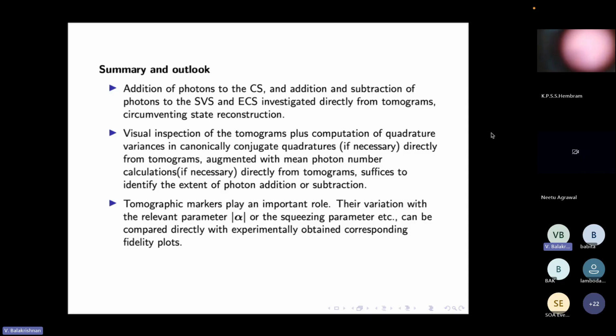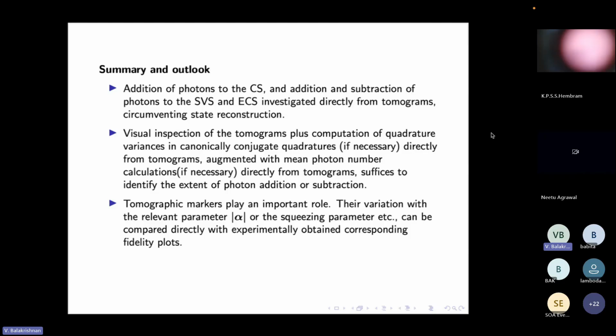So the summary and outlook for this part is: addition of photons to the coherent state and addition and subtraction of photons to the squeezed vacuum and the ECS are investigated directly from tomograms, circumventing state reconstruction. Visual inspection of the tomograms plus computation of quadrature variances in canonically conjugate quadratures if necessary, augmented with mean photon number calculations if necessary, directly from tomograms, suffices to identify the extent of photon addition or subtraction. So tomographic markers play an important role.